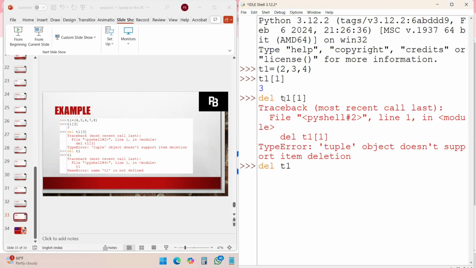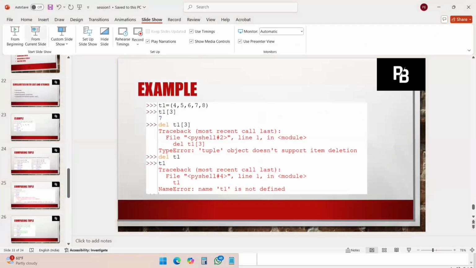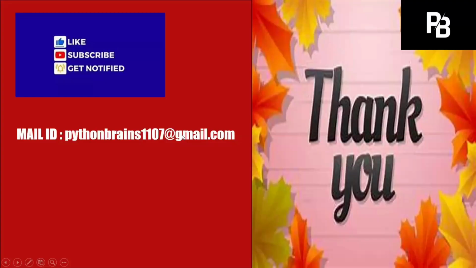If I delete the entire tuple T1, then the command is executed successfully. Now you can check, T1 does not exist in my system. So this is the way we can use the deleting operation of the tuple, student. So in today's session, we learned about the comparison of tuples. We learned about the operations of tuples, that is concatenation and replication, and we learned about the deletion of tuples.